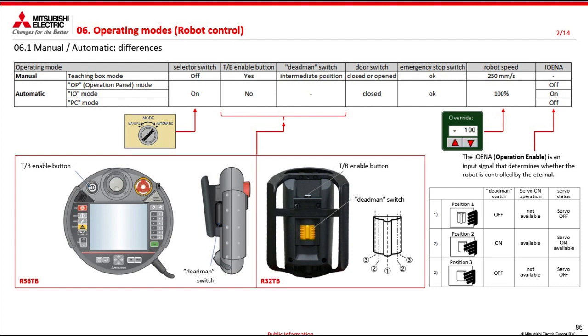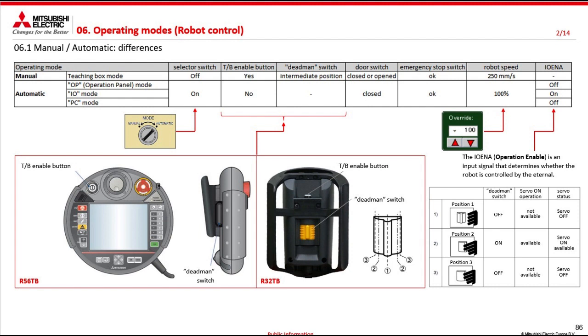The IOENA signal in manual mode obviously doesn't come into play. So what should we do? Select the selector on manual to work with the teaching box. We should enable the teaching box, press the deadman halfway, and it will then be possible to turn on the motors and move the robot in jog mode or in debug mode to test and debug our program.